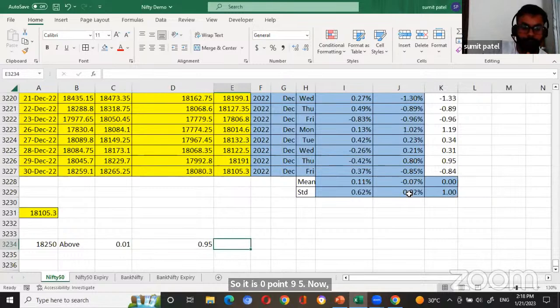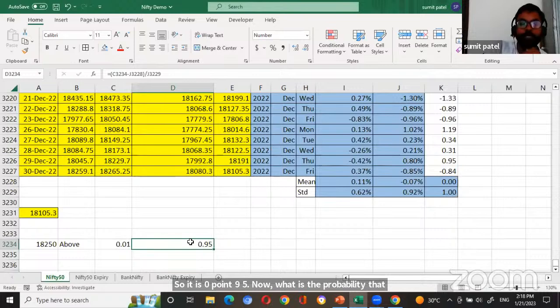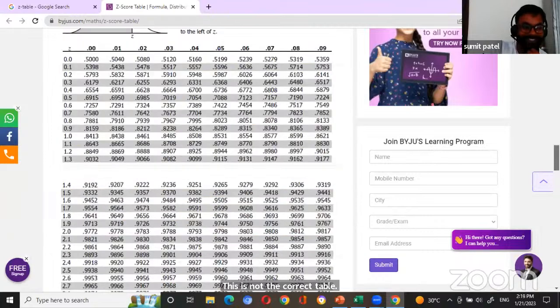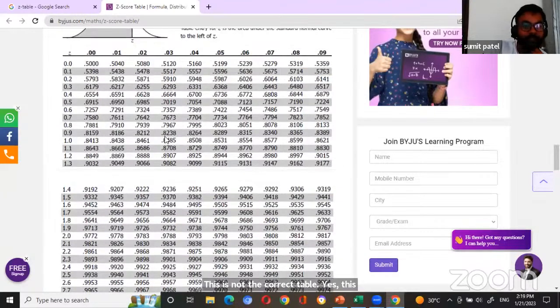Now, what is the probability that it is above 0.95? So let's go back to the table. This is not the correct table. Yes, this is the correct one. Okay, so what was our number? 0.95, right? 0.9, and then 5. The value is 0.8289. Now remember, what this tells us is anything below this, so anything below 0.95 is 0.8289.